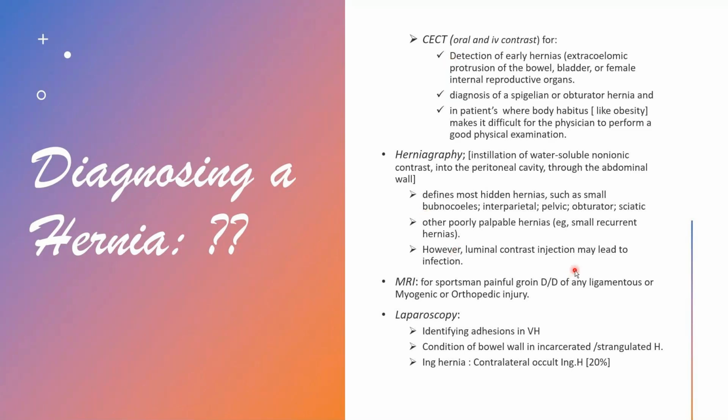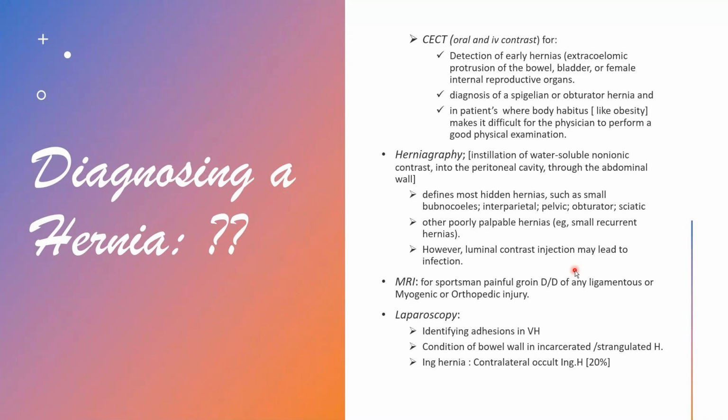Poorly palpable or luminal contrast is very important to be injected in the correct plane. It may give rise to infection. For example, if you manage to puncture the bowel while injecting the contrast, then the chances are that you're going to have peritonitis in the postoperative period. So that's just a part of the complications of herniography.